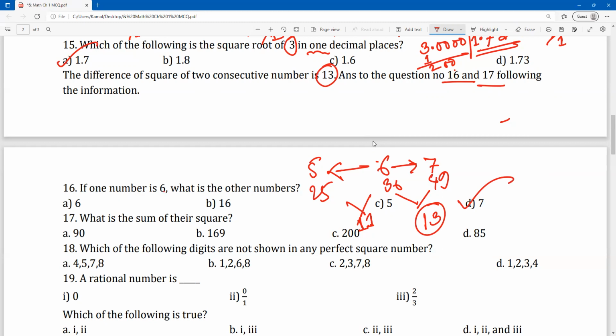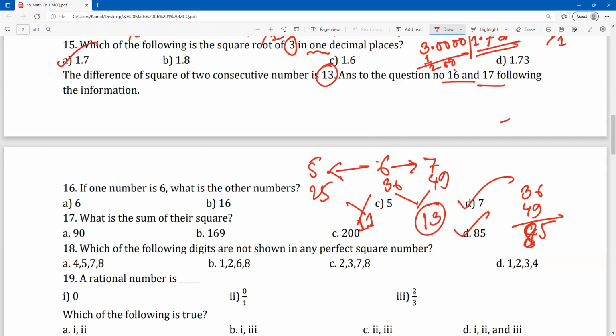What is the sum of their squares? Definitely 36 plus 49. One number's square is 36, another is 49. The correct answer is 85, and we made a mistake here in addition. Okay, this is 85. So the answer is D.